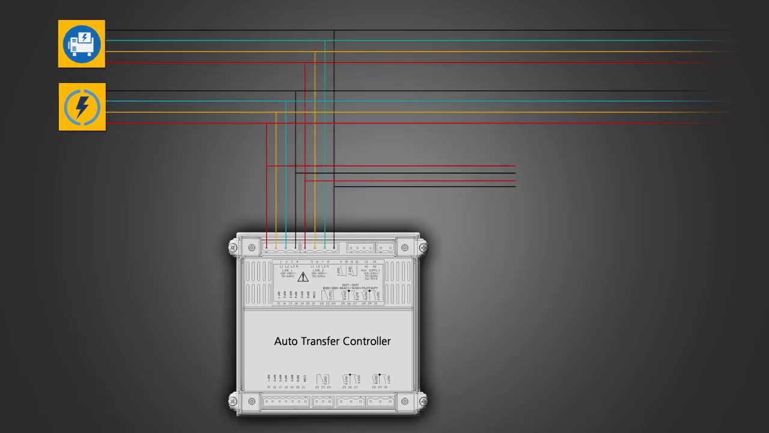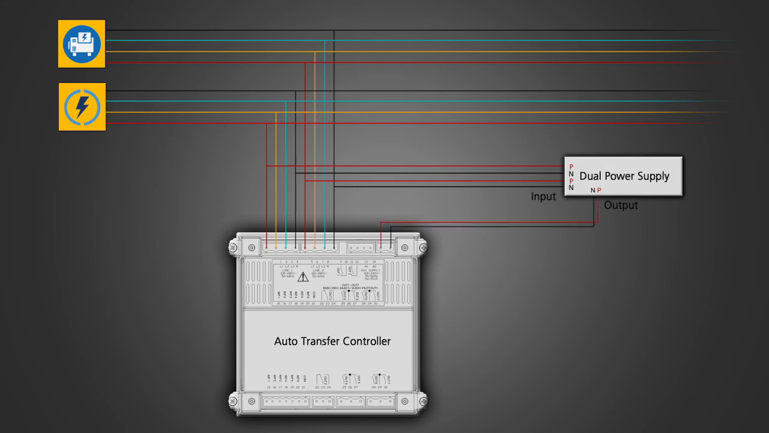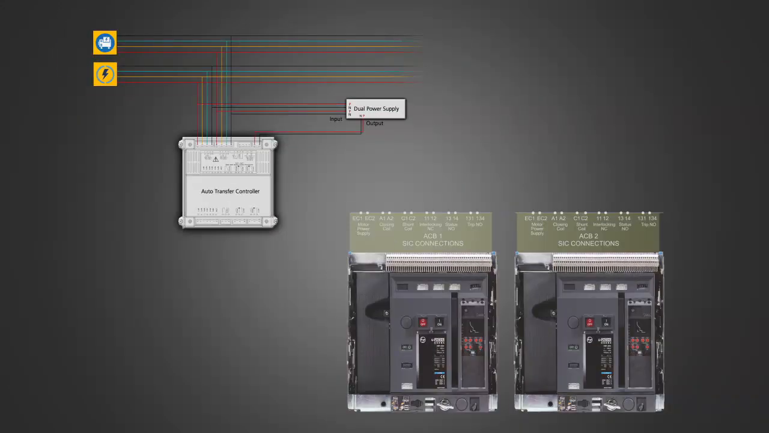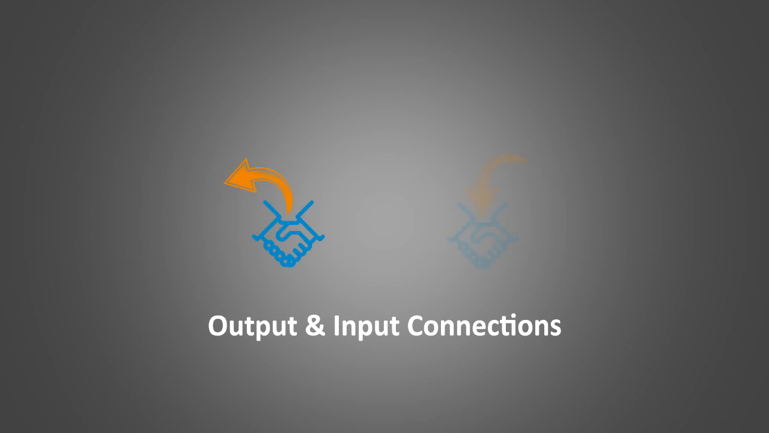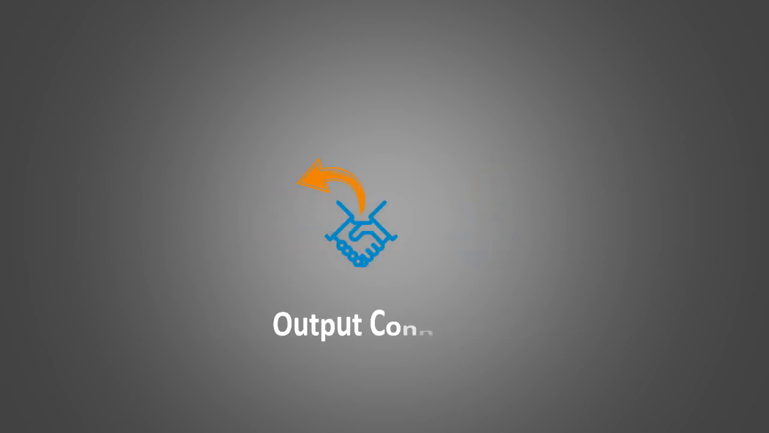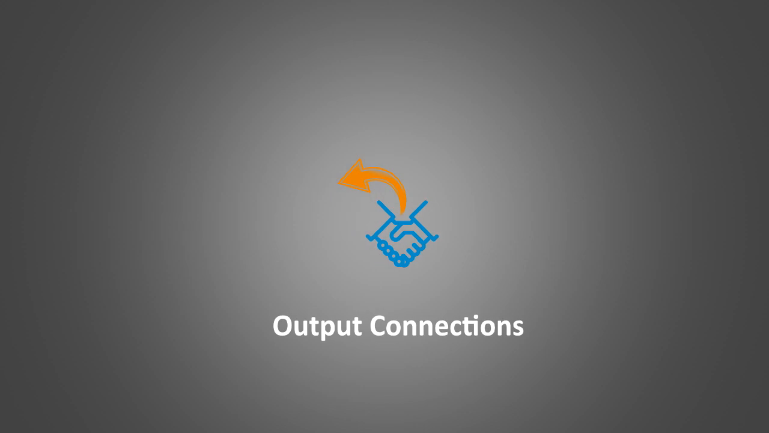A dual power supply is used for auxiliary supply connection of ATC and the ACBs. This is the power connection of the controller. Now we will look at the output and input connections between the controller and the ACBs. Output connections.